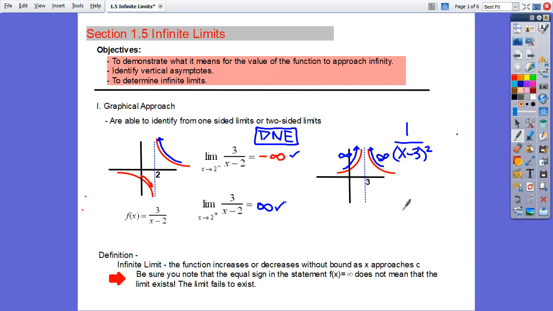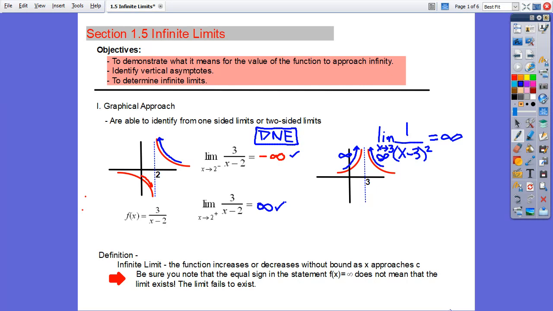In this case, if I said, what is the limit as x approaches 3, let's do the two-sided, of that function right there, we could just say infinity, because the limit from the left and the limit from the right are the same. They're infinity. But that still means the limit doesn't exist. It just means that from both sides, it's infinity because it's unbounded, or without bound.